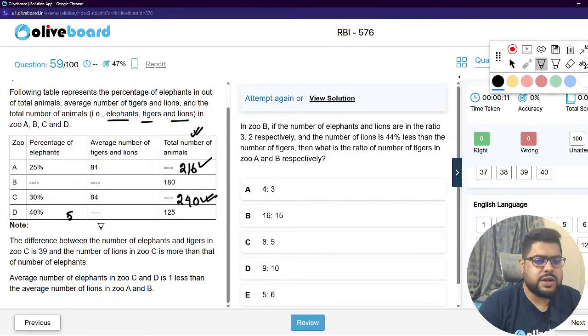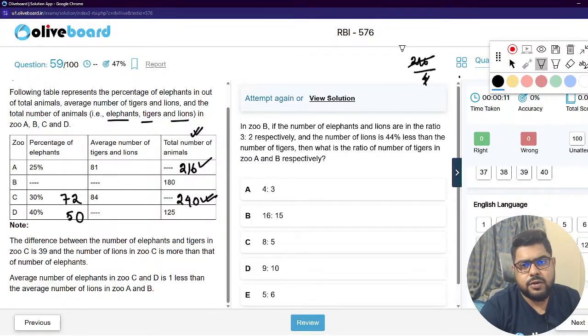This 40% was 2 by 5, that is 50, this one. This was 30%, 72. This was 25, 216 by 4, 54, sir. And nothing around this.